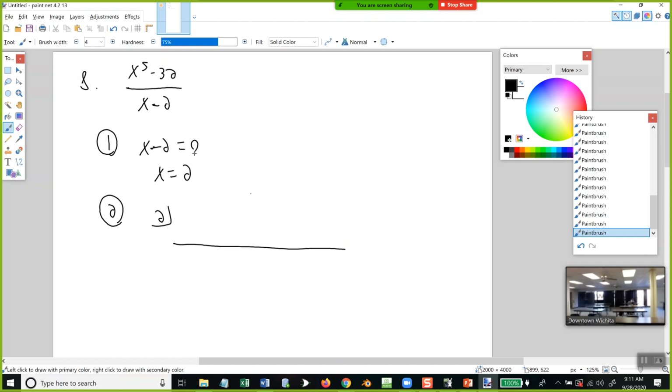Step 2, we build our form. Our largest power is x to the 5th, so real small, I'm going to write x to the 5th, x to the 4th, x to the 3rd, x squared, x, and my no x. There's a 1 in front of the x to the 5th. There is no x to the 4th, so that's 0, no x to the 3rd, no x squared, no x. The no x, or constant term, is negative 32.